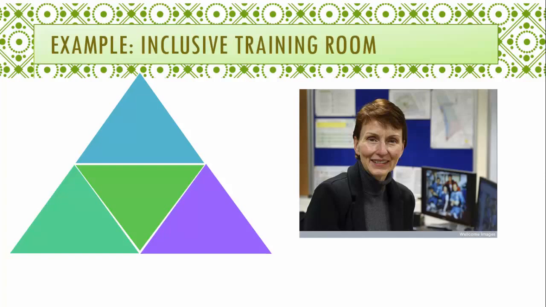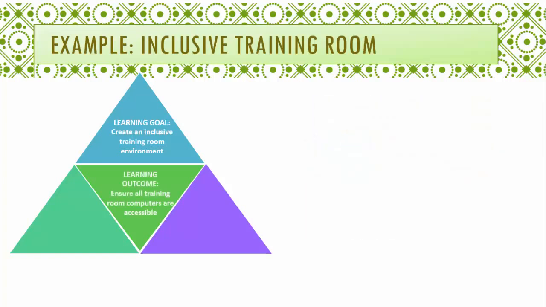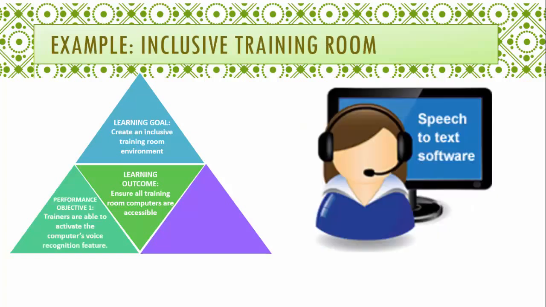She begins with the learning goal: create an inclusive training room environment. Next, she develops one outcome: ensure all training room computers are accessible. To support that learning outcome, she creates two performance objectives.